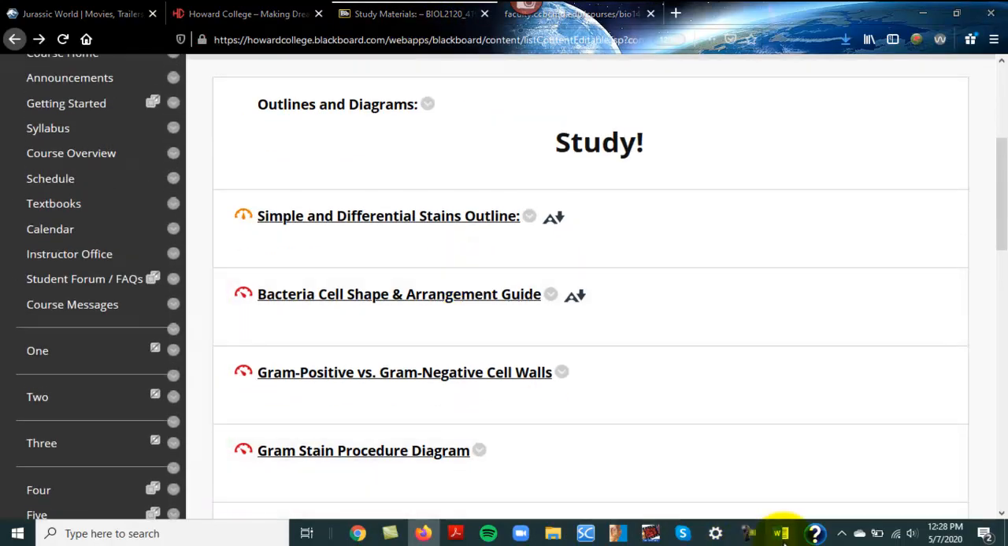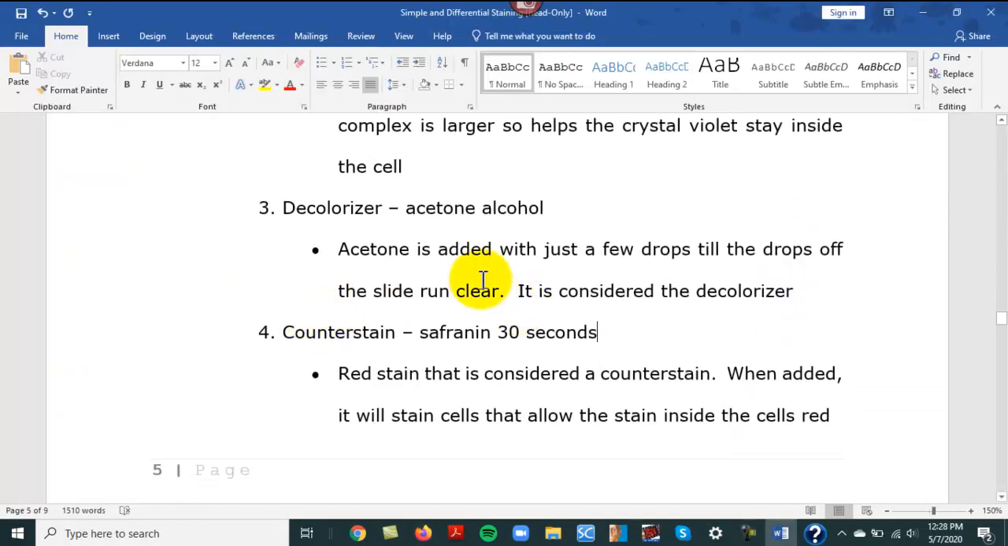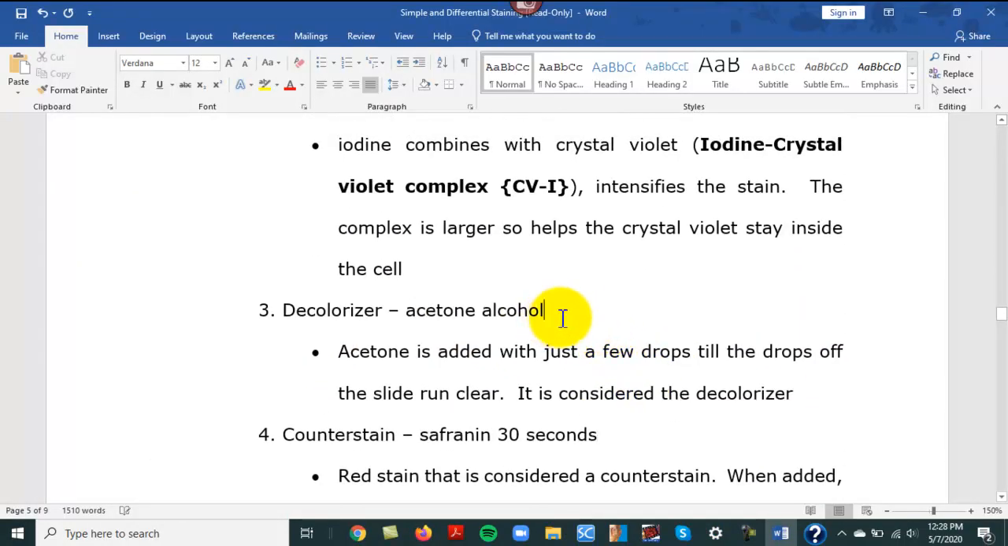I'm going to go back to our diagram. So I'll post this with the times. This acetone is just a few drops.